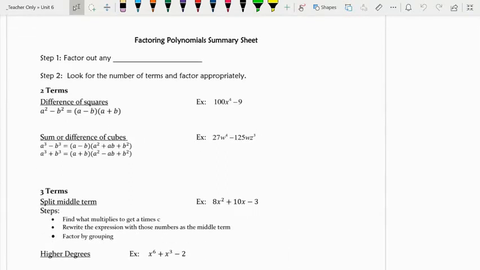All right, so for day 3 of 6.5, we just want to have a little summary sheet for you. I am going to go faster because this is stuff that we've done for 2 days, but it's a good resource for you to have in the future. Anytime that you are factoring, you are going to factor out any GCF to start. It makes things much easier in the long run. And after you do that, you look for the number of terms and factor appropriately.